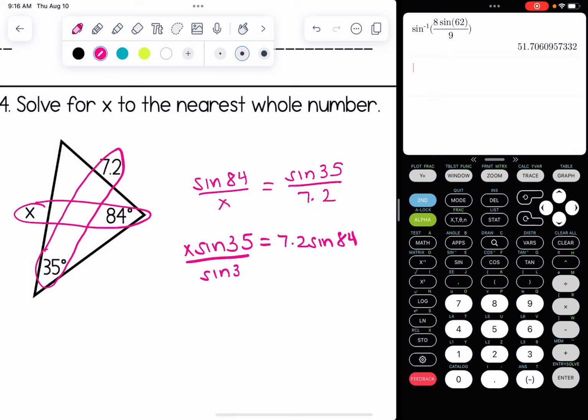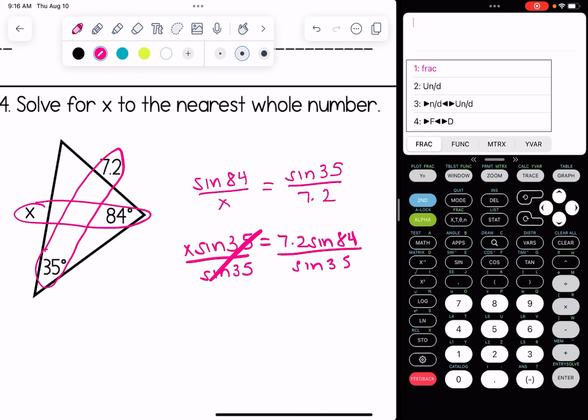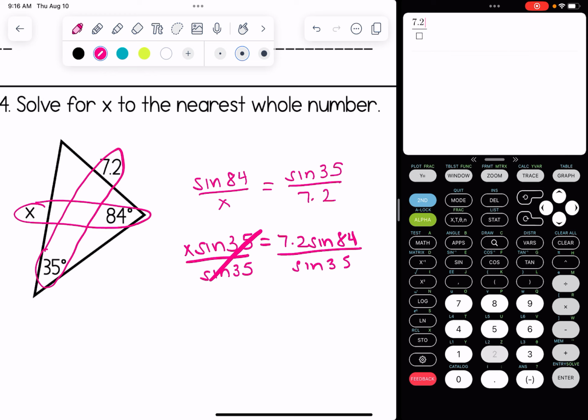All right, so we're going to isolate our variable here. And in this case, we're looking for a side, so we do not need to use the inverse. So I'm just going to type this fraction right into my calculator. 7.2 sine of 84 over the sine of 35. And we're looking to the nearest whole number, so we get that x is 12.